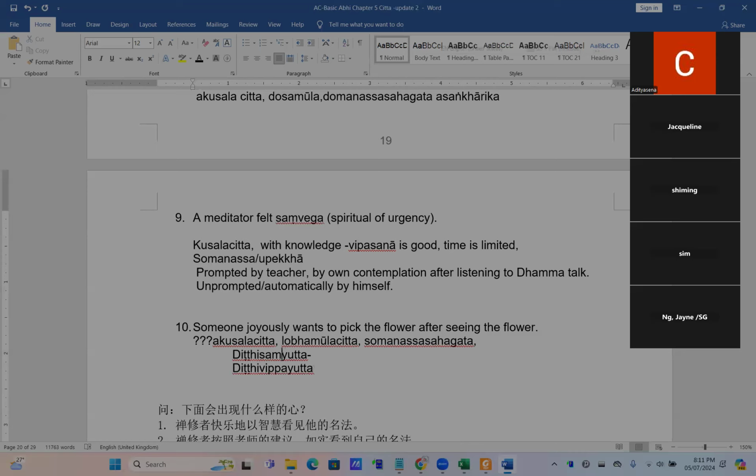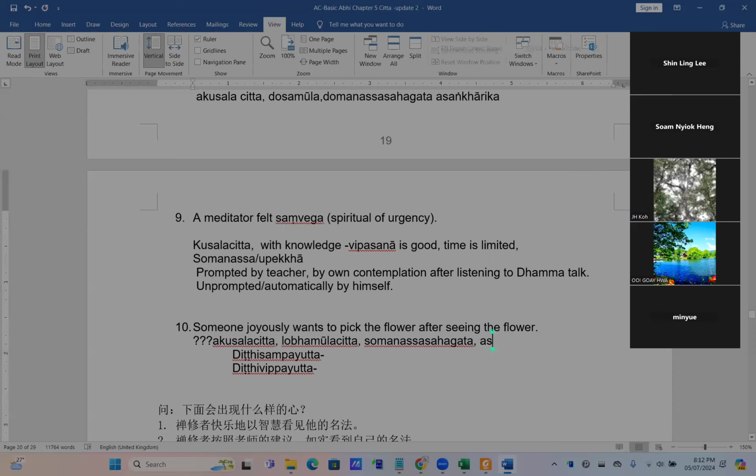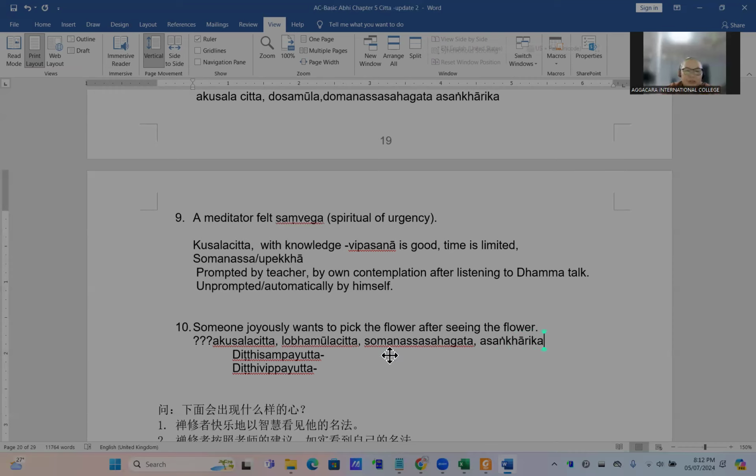Okay, Sampayutta. Can you give a reason? If it's Sampayutta or Ditthi Vippayutta, can you give a reason? Or before that, Bante, is it prompted or unprompted? What do you think? This one usually I think is Asankharikang. Because normally people see the flowers, they just want to pick the flower. So that's why in our center we need to write the notice, don't pick the flower, because the children see the flower and just want to pick it.